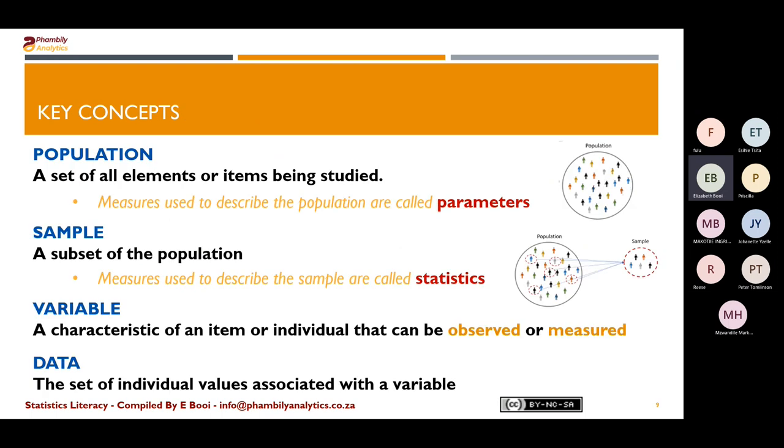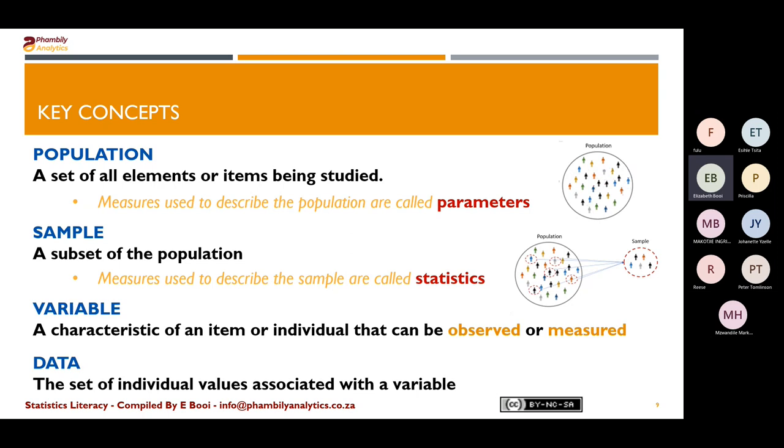So we introduced the concept of population and sample. A population is a set of all elements or subjects that you are interested in studying. For example, everybody in South Africa would be a population. But also, if I'm interested in studying Western Cape, I can define my population as everybody who stays in Western Cape. So all elements that I am interested in studying become my population.